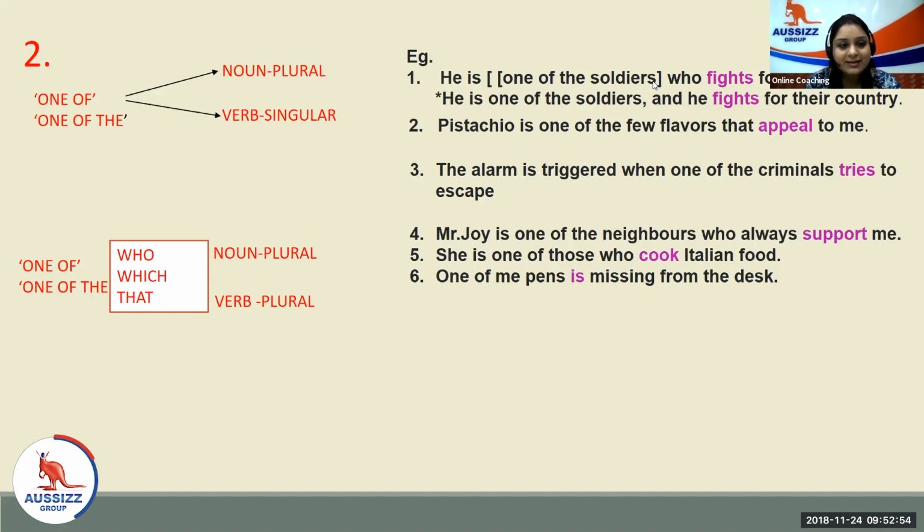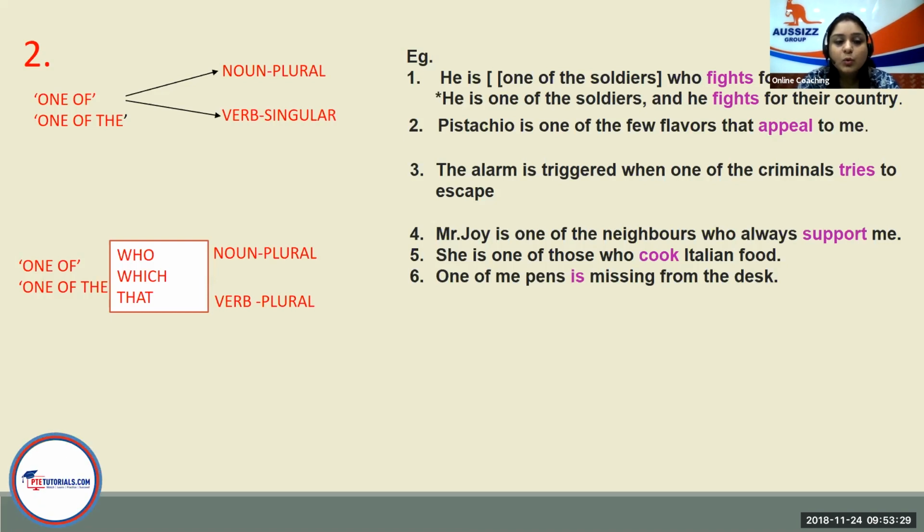Please do understand that if you're using the "one of" condition rule, always try to use your noun in the plural form. Noun always plural, verb always singular if you are using just the "one of" rule. So "one of" condition, rule number 1: noun plural, verb singular.